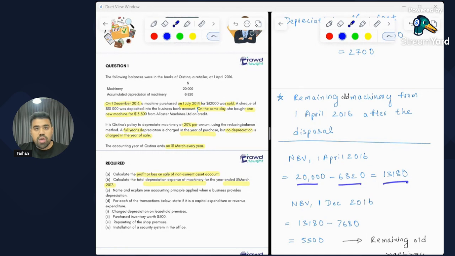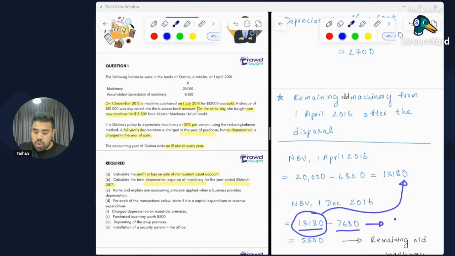But during the year, we had sold one machine, and the net book value of that machine, if you recall, was $7,680, okay? So we want to remove this net book value for the machine that we had sold from the total net book value for all machinery that we had at the beginning of the year on 1 April 2016, okay? So $13,180, which is the net book value for all machinery at the beginning of the year, minus the net book value of the machine that we had disposed of, which is $7,680.